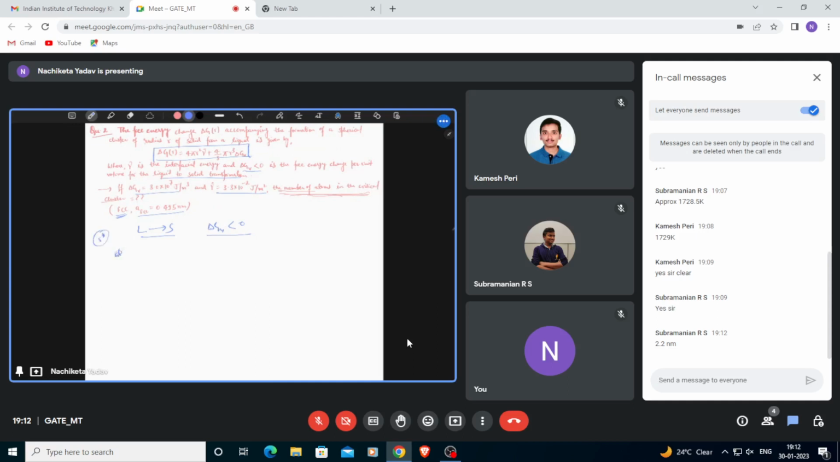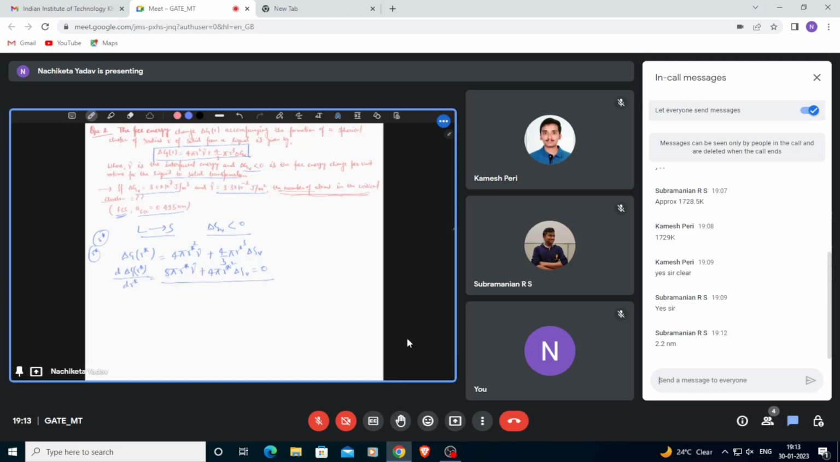So for cluster, delta G of R star will be equal to 4 pi R star square gamma plus 4 by 3 pi R star cube delta Gv. If we want to find out R star maximum value, we have to differentiate it with respect to R. We will get 8 pi R star gamma plus 4 pi R star square delta Gv, and we have to make it 0 for maximum.